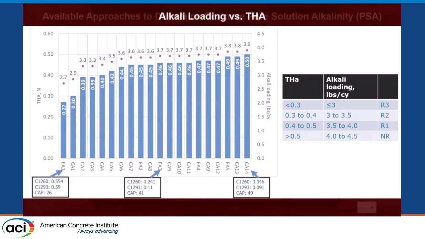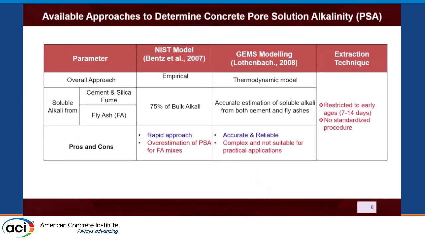And then next is pore solution. How do we calculate pore solution? For pore solution calculation, the NIST model is available. But the moment you add SCM, the NIST model overestimates, because it assigns a very high amount of soluble alkali from the fly ash and others. So it doesn't really work. For straight cement mixes, it really works.